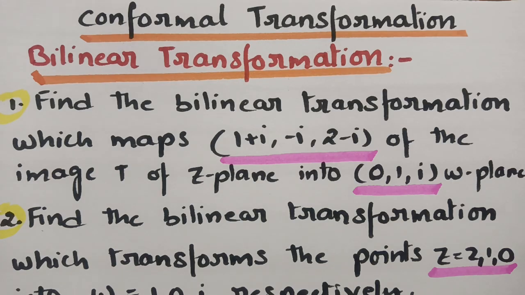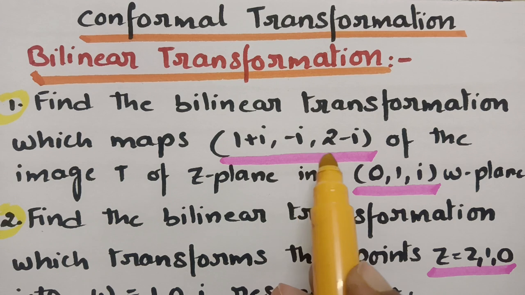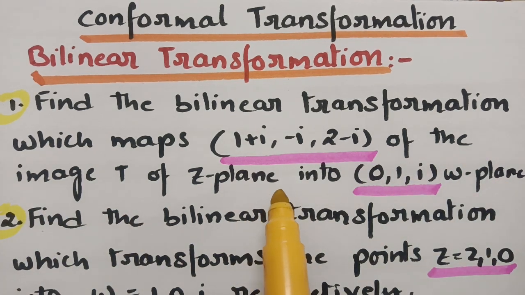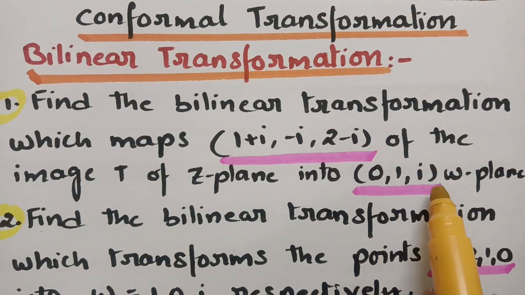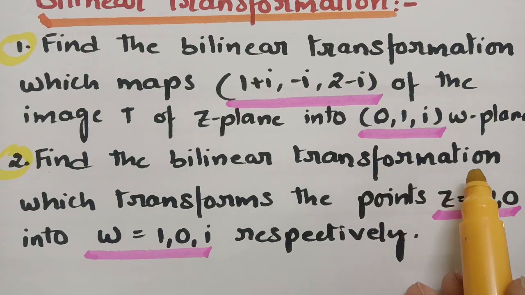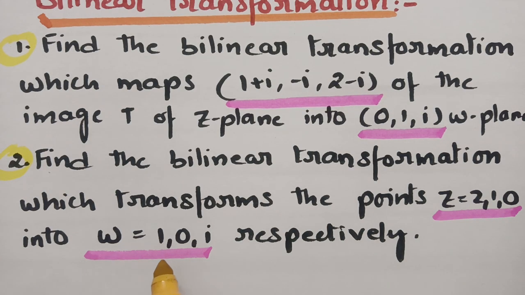And coming to today's video, that is on conformal transformation, and the problems today are related to bilinear transformation. See here, find the bilinear transformation which maps 1 plus i, minus i, 2 minus i of the z plane into 0, 1, i in the w plane. And next one, find the bilinear transformation which transforms the points z equal to 2, 1, 0 into w equal to 1, 0, i respectively.